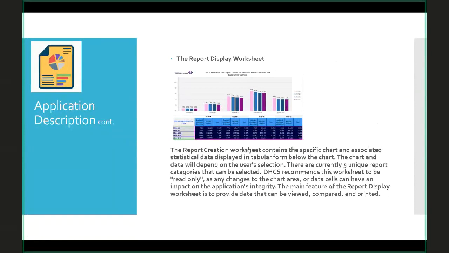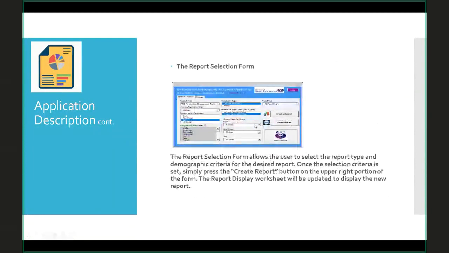Right, and then the second part is the screen here, a user selection form, and you see that displayed on top of the graph. It comes up as a dialog box, and this is really where you make the selection. We'll go into that in the demo. So you use this to actually generate the type of report and select your demographic criteria.